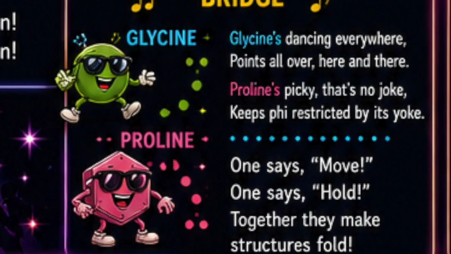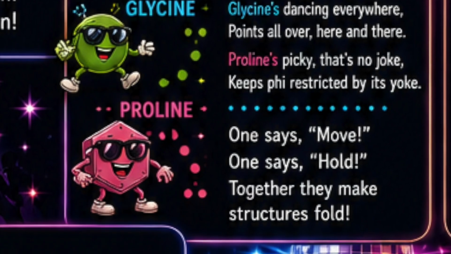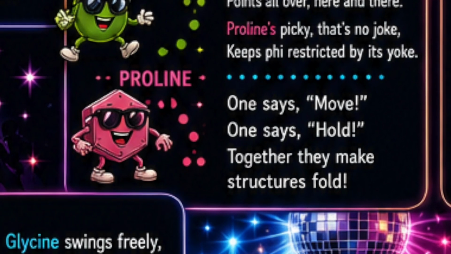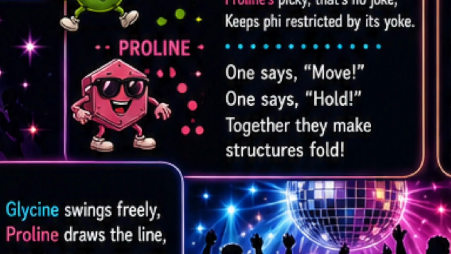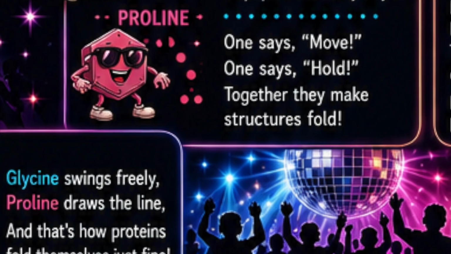Glycine's dancing everywhere. Points all over here and there. Proline's picky, that's no joke. Keeps fire restricted by its yoke. One says move, one says hold. Together they make structures fold.